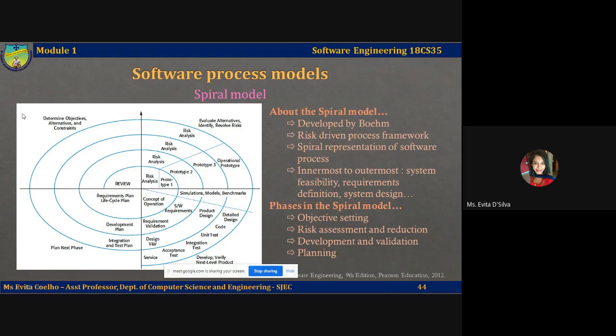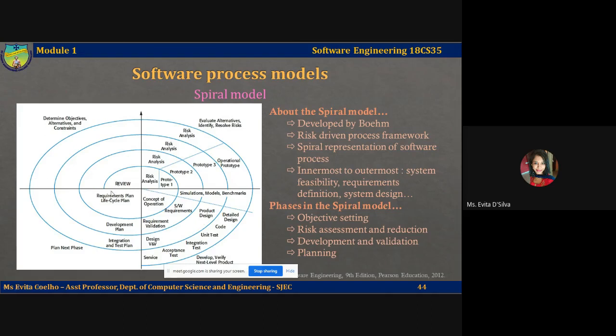The first sector is here, titled objective settings. Here, specific objectives for that particular phase of the project are defined. Constraints on the process and the product are identified, and a detailed management plan is drawn up. Project risks are also identified. Alternative strategies, depending on the risks that have been identified, will be planned in this sector. This sector will be applicable to every loop of the spiral.